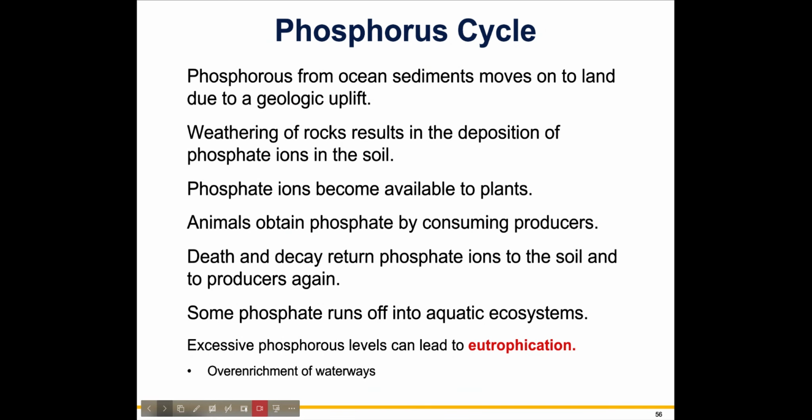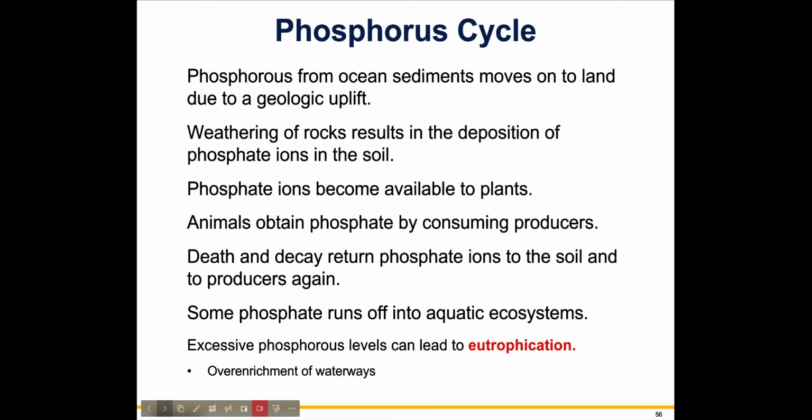Then we've got the phosphorus cycle. Phosphorus comes from ocean sediments. When we have land that uplifts to be mountains, then we weather that rock away. Animals get phosphorus by consuming producers. Phosphate has to be fixed by bacteria to be used by plants. And we can return the phosphate to the soil when plants and animals decompose.